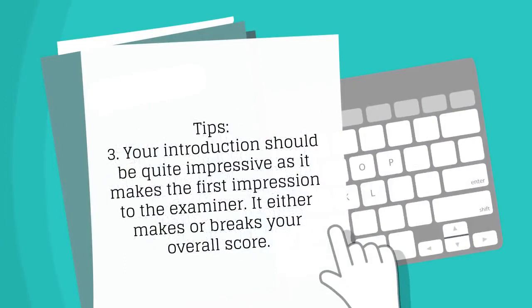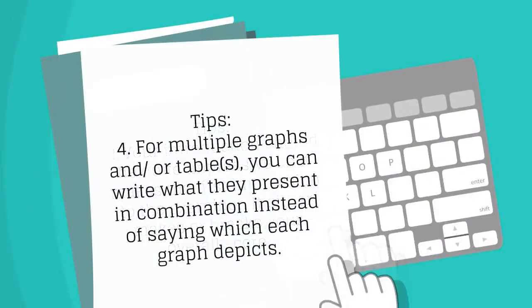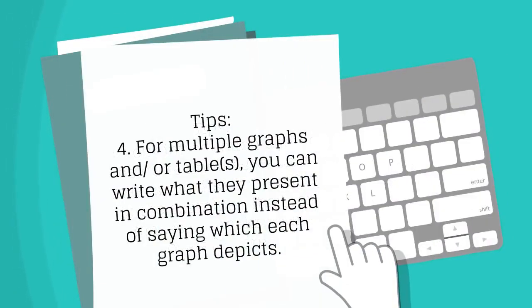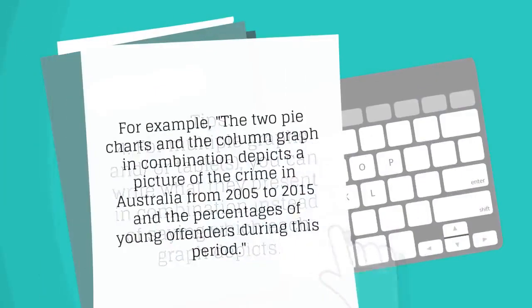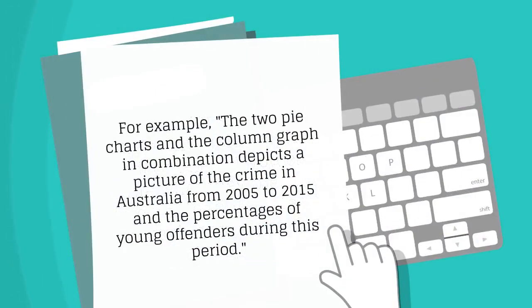Tips 3. Your introduction should be quite impressive, as it makes the first impression on the examiner. It either makes or breaks your overall score. Tips 4. For multiple graphs and/or tables, you can write what they present in combination instead of saying what each graph depicts. For example, the two pie charts and the column graph in combination depict a picture of the crime in Australia from 2005 to 2015 and the percentages of young offenders during the period.